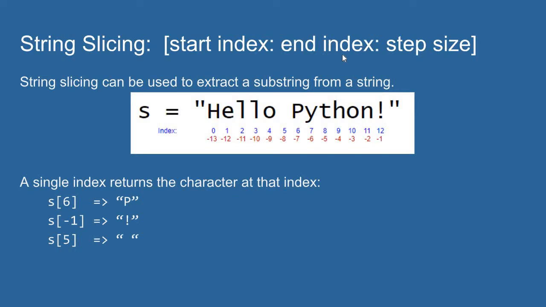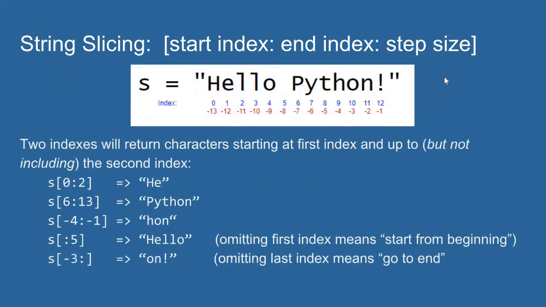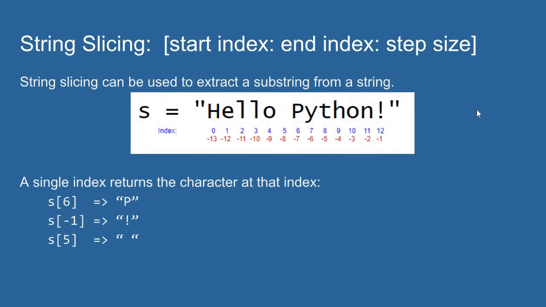The second value is the ending index we want to slice up to. And the third value is the step size: how many characters are we going to skip before we get to the next value we want to slice. So here I'm going to use my Hello Python string as an example, and let's look at single index slicing.